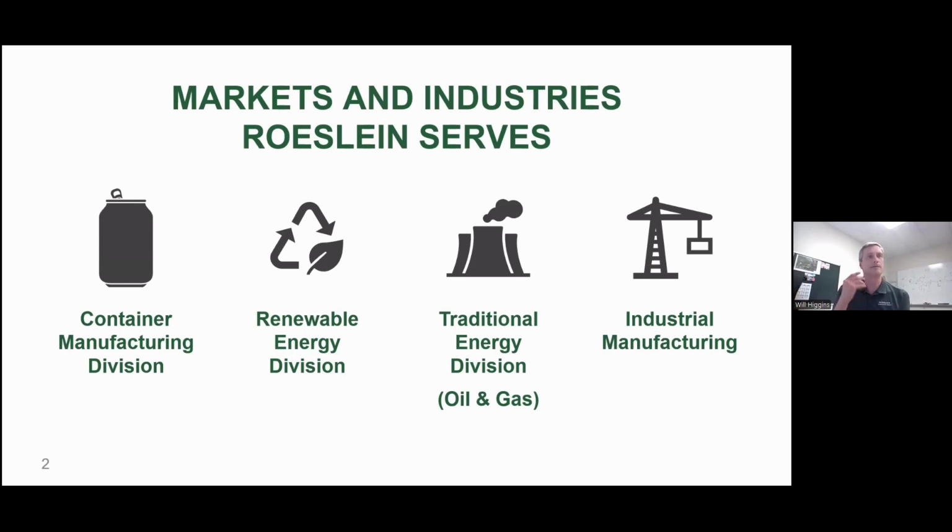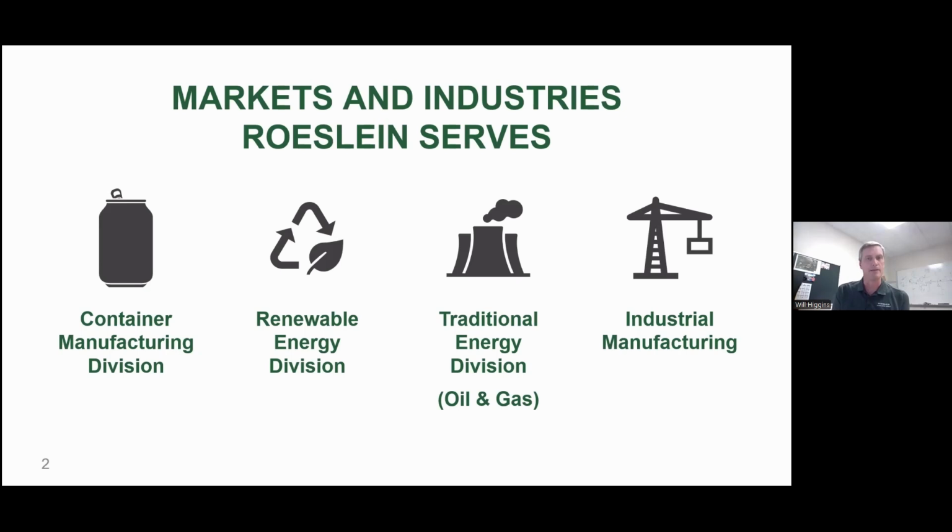Roeslein started as an aluminum can manufacturing company. We made aluminum can systems and equipment that make the aluminum cans, not actually operating the systems when they're in service. And then we have a renewable energy division, which I'm part of. We have a traditional oil and gas division, which is servicing a lot of oil wells and gas wells in Western United States. And then we have industrial manufacturing where we're building equipment for other people. So that's our four divisions.